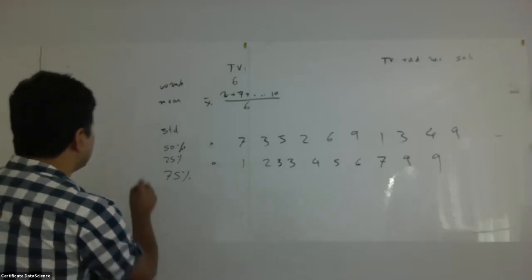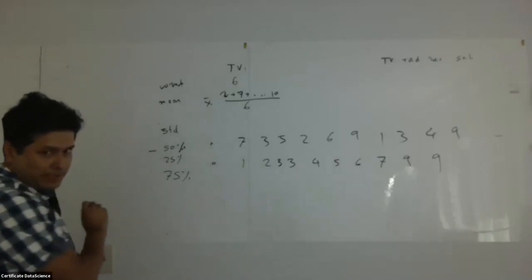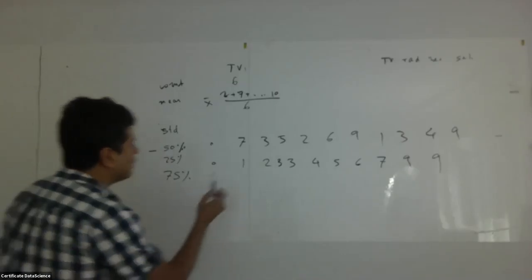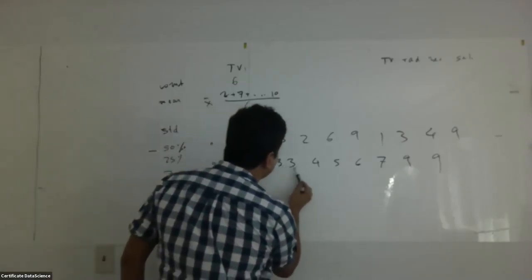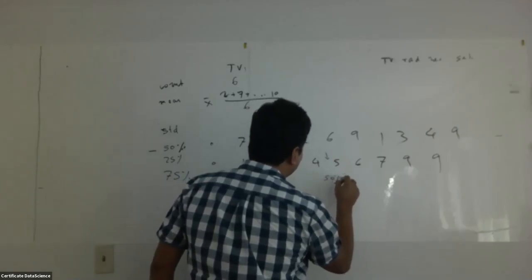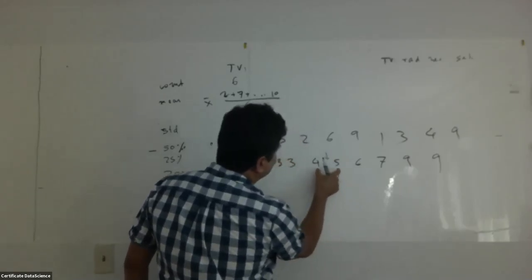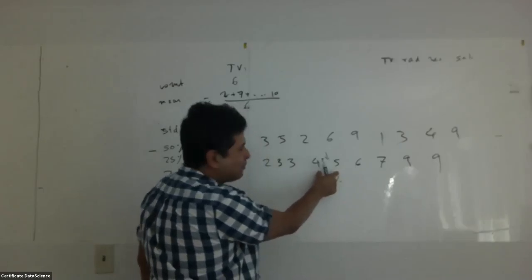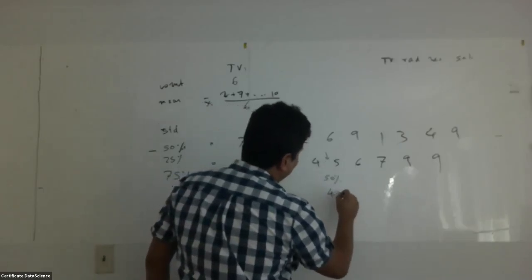So when somebody says, first order them, okay? 50 percentile, or median, happens to be the same as going all the way half. 1, 2, 3, 4, 5. This is where 50 percentile, or median, is. Because it happened to fall in between two numbers, you take the average, 4.5.